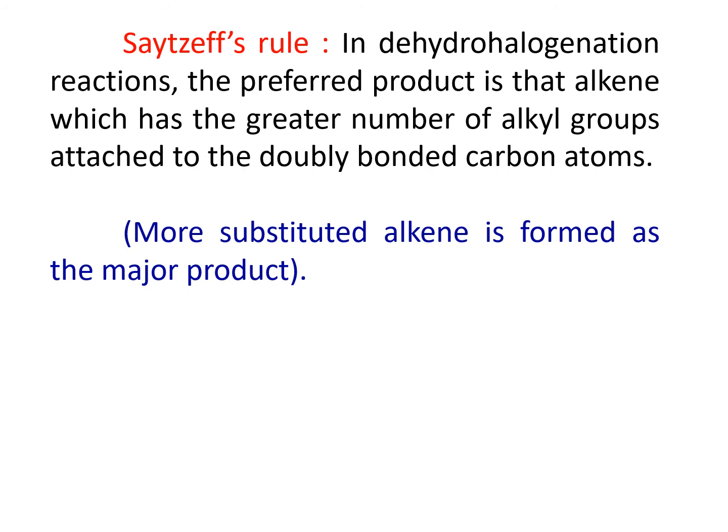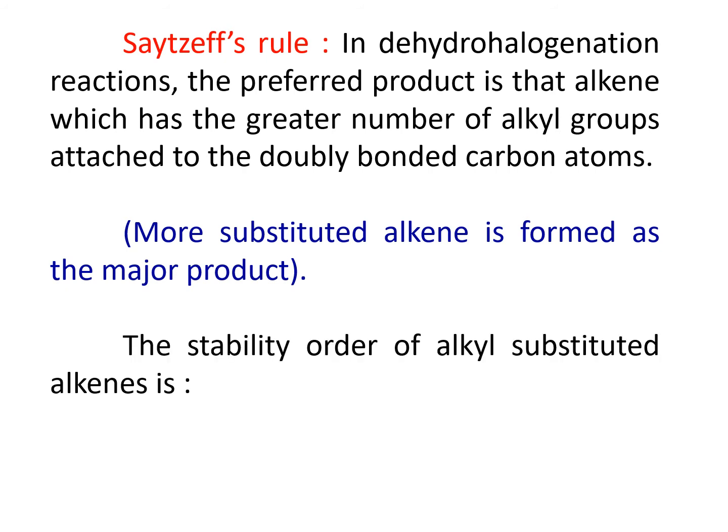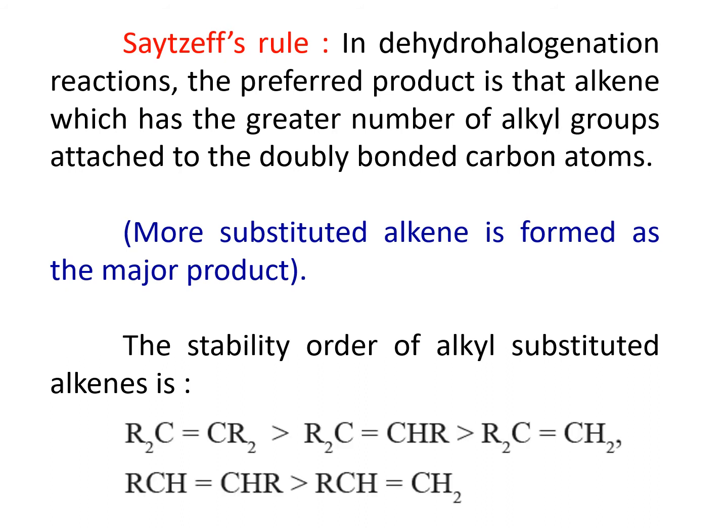More highly substituted alkenes are also more stable alkenes. The stability order of alkyl substituted alkenes is: tetra-substituted alkene greater than tri-substituted alkene, which is greater than di-substituted alkene, and then mono-substituted alkene.